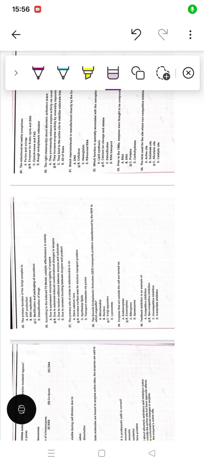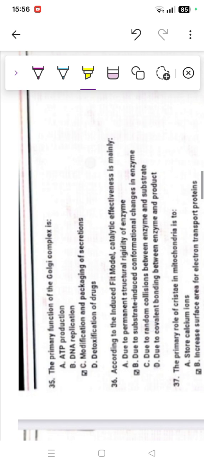MCQs. We started a new series which is about MCQs from Sindh Academy Umerkot. In the last video we did a few enzymes MCQs. Today we'll go with the remaining MCQs. So let's begin. The first question says: primary function of Golgi complex.